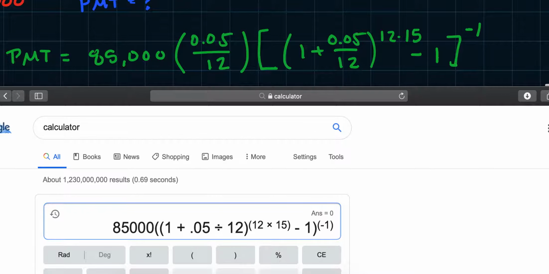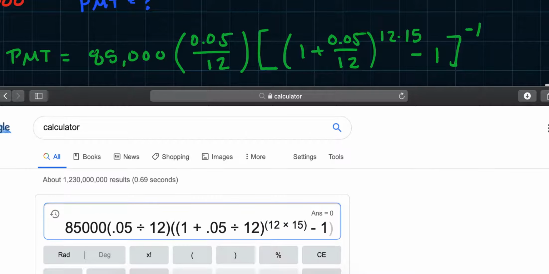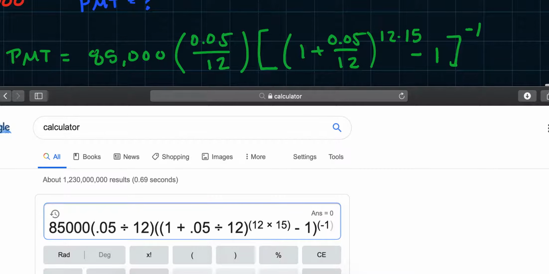Okay. Look at everything I've written down. I have 85,000. Am I missing something? I think I'm missing something, aren't I? I put all of this stuff here, but I didn't put this. So let's go back. I could add it to the end, but I want to stay consistent with this problem. So 0.05 divided by 12. 1 plus 0.05 divided by 12. 12 times 15, subtract 1, raised to the negative 1.